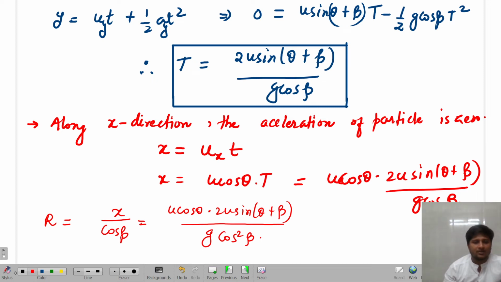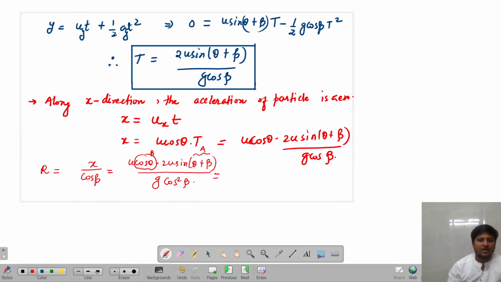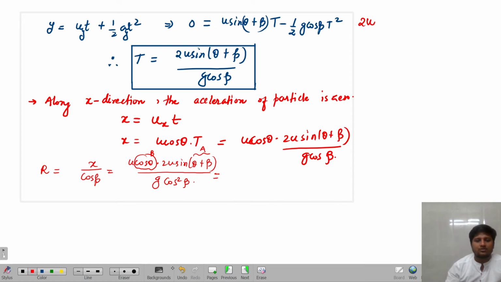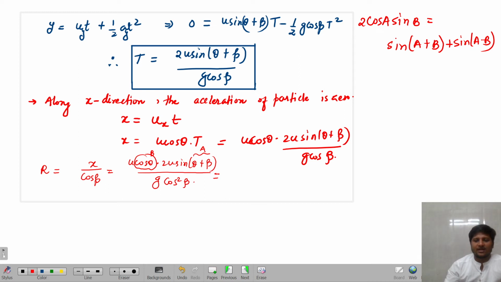Should I take the next page, or should I write over here? Okay, I'm writing it over here. Please see that this is cos theta, this is sine theta plus beta. I'm considering this whole term as A, and I'm considering theta as B. So what is the formula for that? Remember that. 2 cos A sine B is equal to sine A plus B plus sine A minus B. I think this is correct. Yes or no? 2 cos A sine B is equal to what? Sine A plus B plus sine A minus B. Is it correct or not?